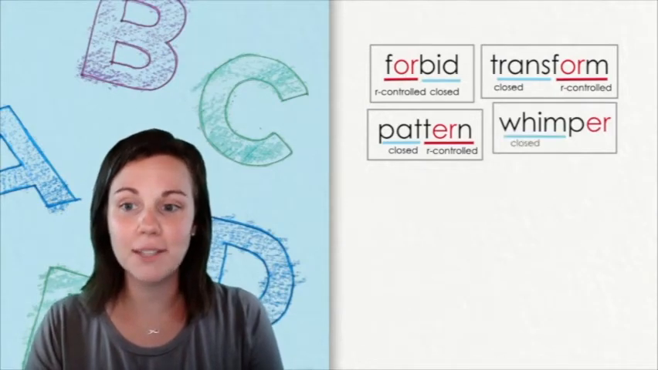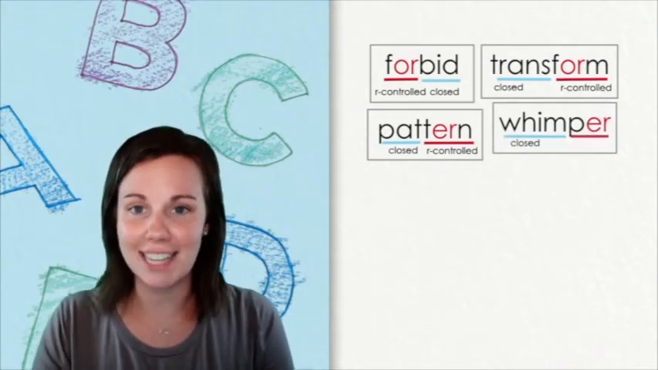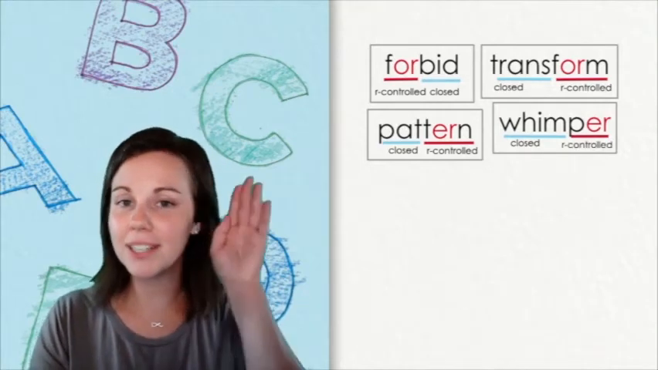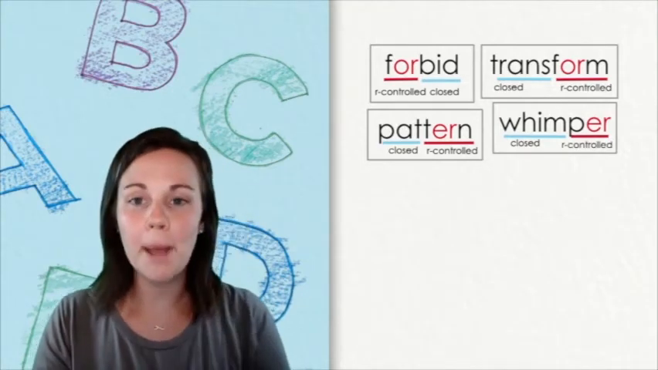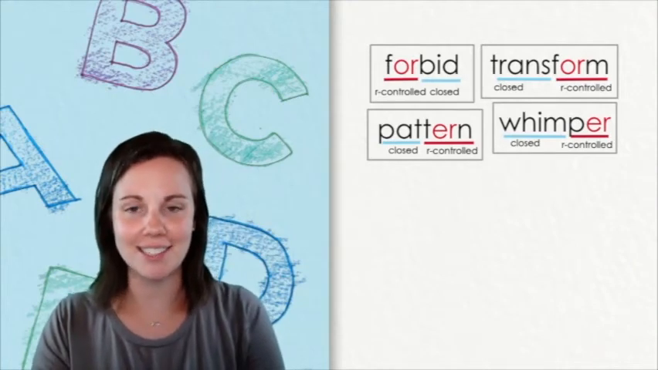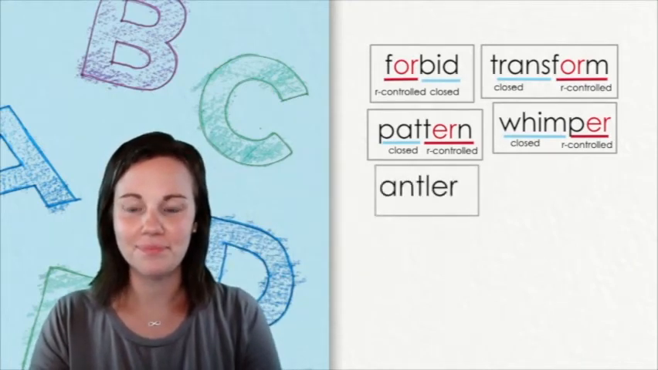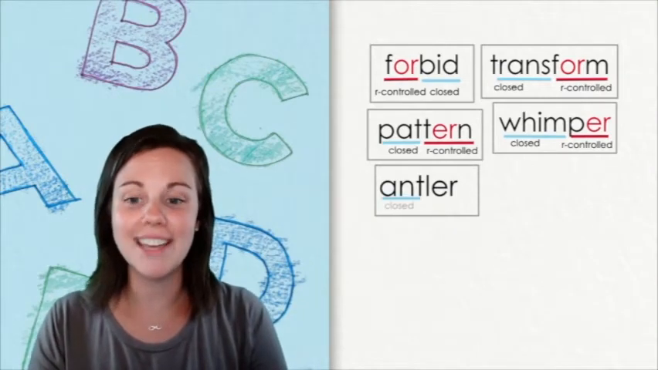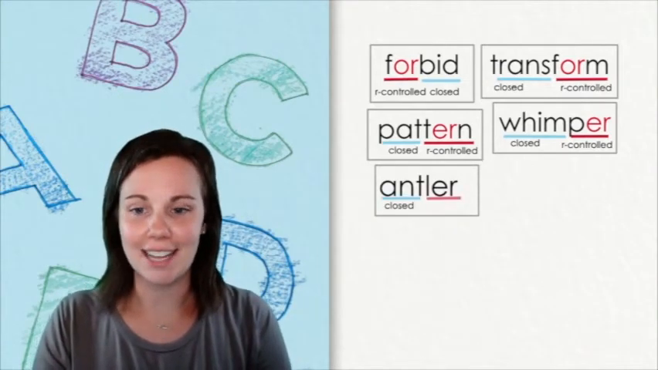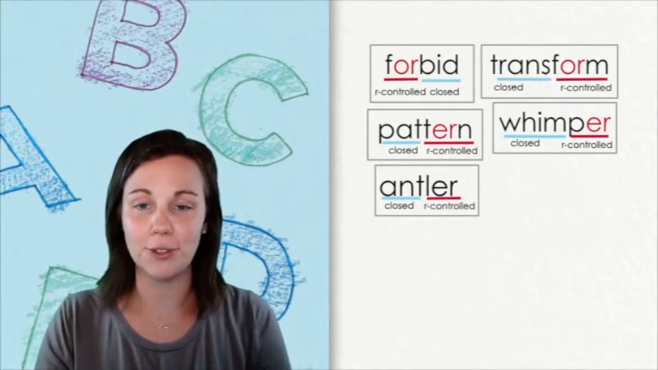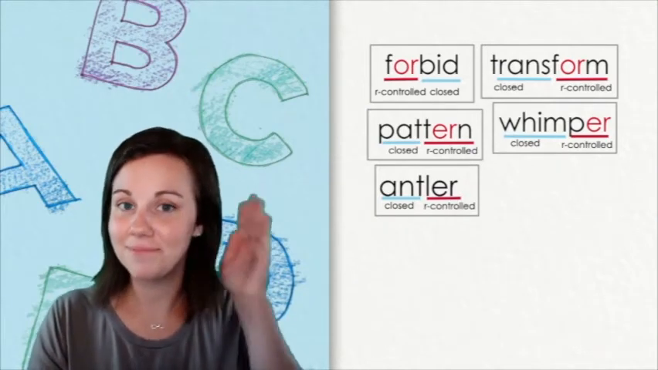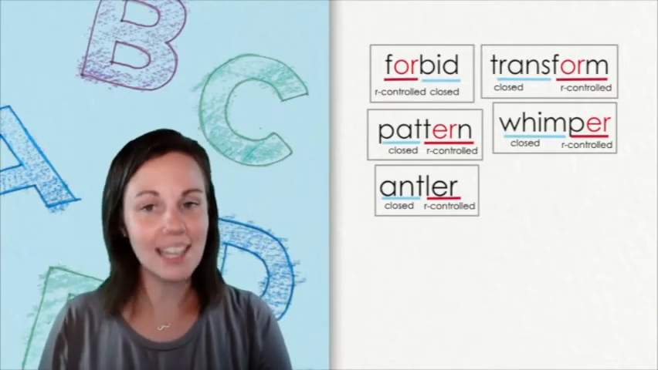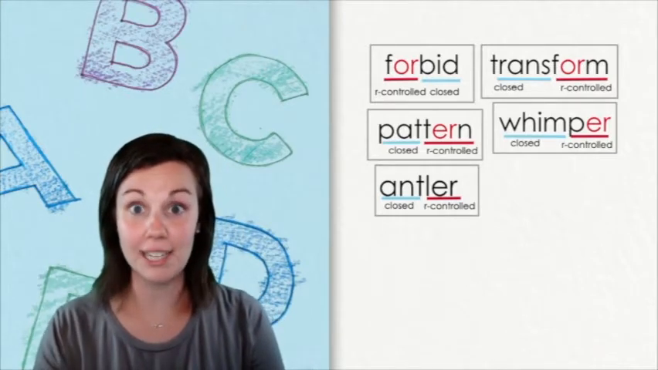Here's the next one. That first syllable is closed, and that second syllable is our R-controlled sound. What's the word? Whimper. Nice. Here's the next one. This first syllable is closed, and that second syllable is R-controlled. What does it say? Antler, antler. Good reading.